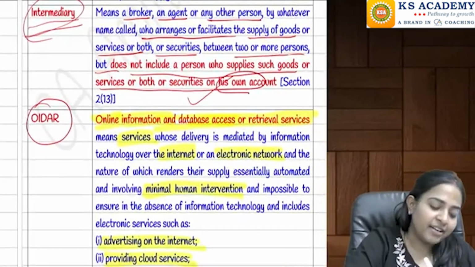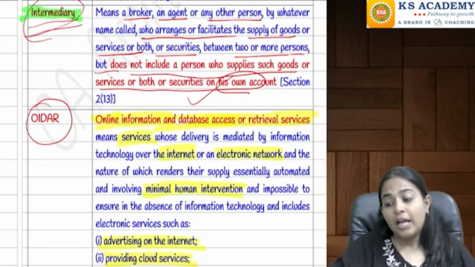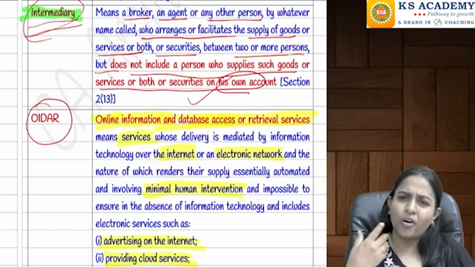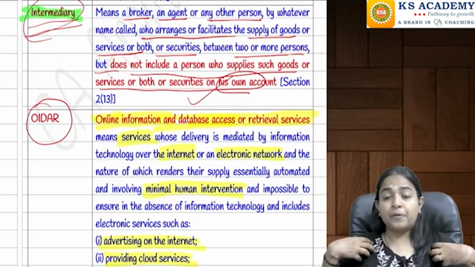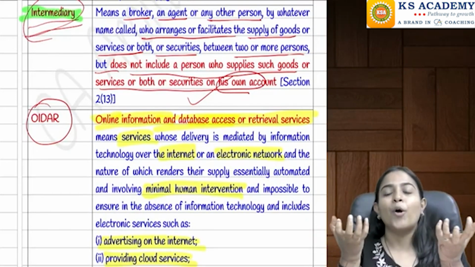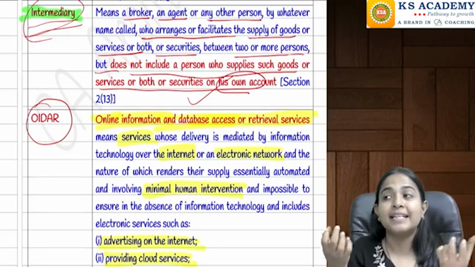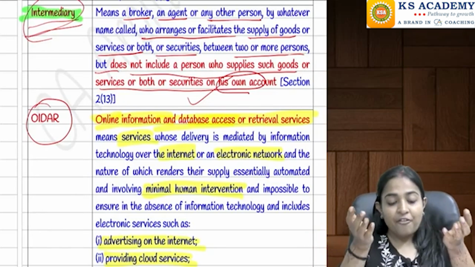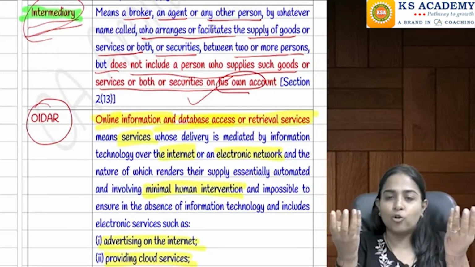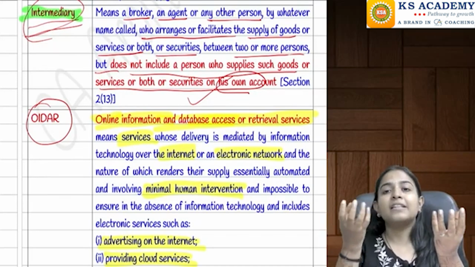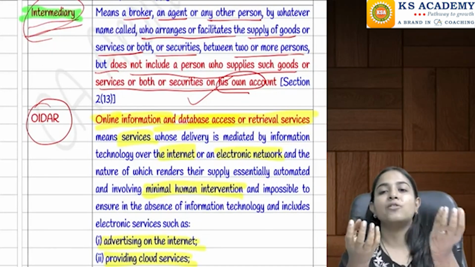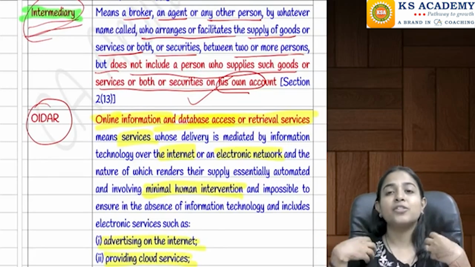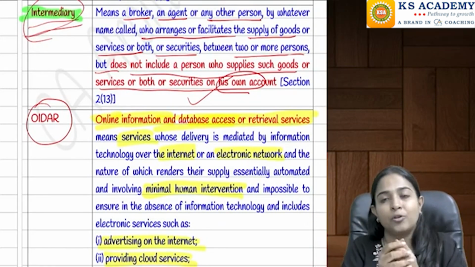Okay, next definition is going to be of intermediary. An intermediary can be any person. We can call that person an agent, a broker, or whatever name you want to give. This person is just helping 2 important persons to enter into a transaction, means he is facilitating the supply of goods or services. There are 2 persons: one is the seller, the other is the purchaser. The seller is going to supply goods or services to the other person, and the intermediary is just going to help these 2 enter into that particular transaction.